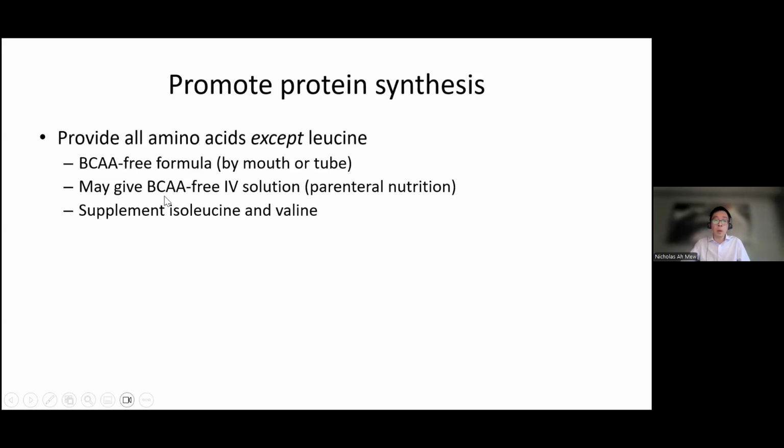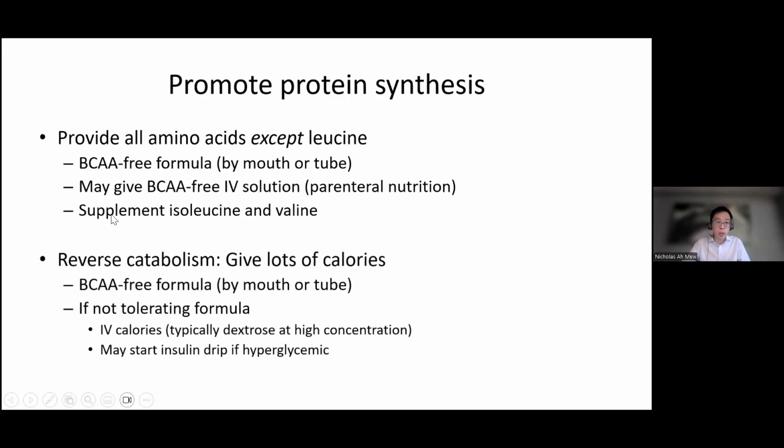And then you will also want to supplement with isoleucine and valine as these may become low in patients who are being treated and are making more protein. You basically do not want these two amino acids to be the rate limiter in terms of protein synthesis. But they may also, to some degree, impede leucine transport into the brain as well.